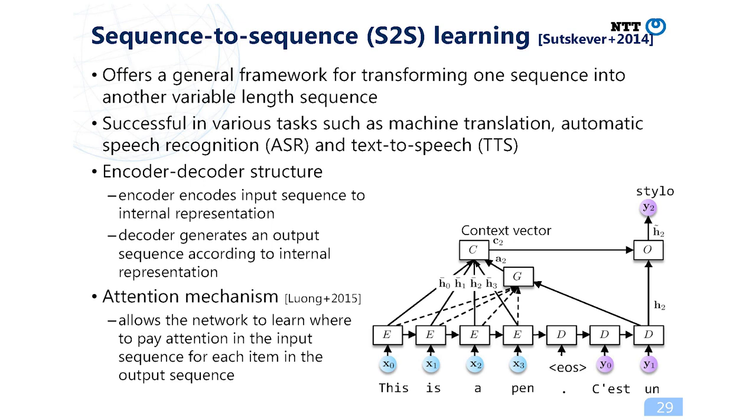One limitation of the original seq2seq learning is that the input sequence is transformed to a fixed-length vector.